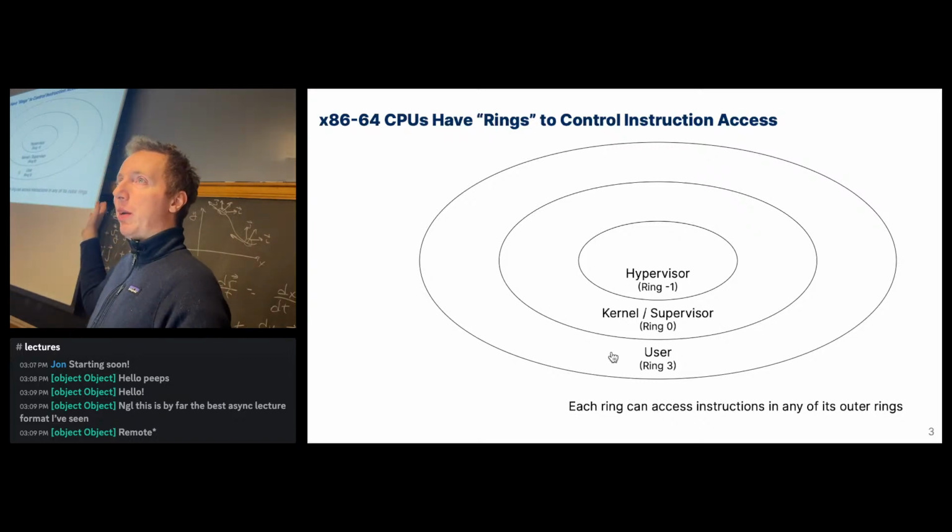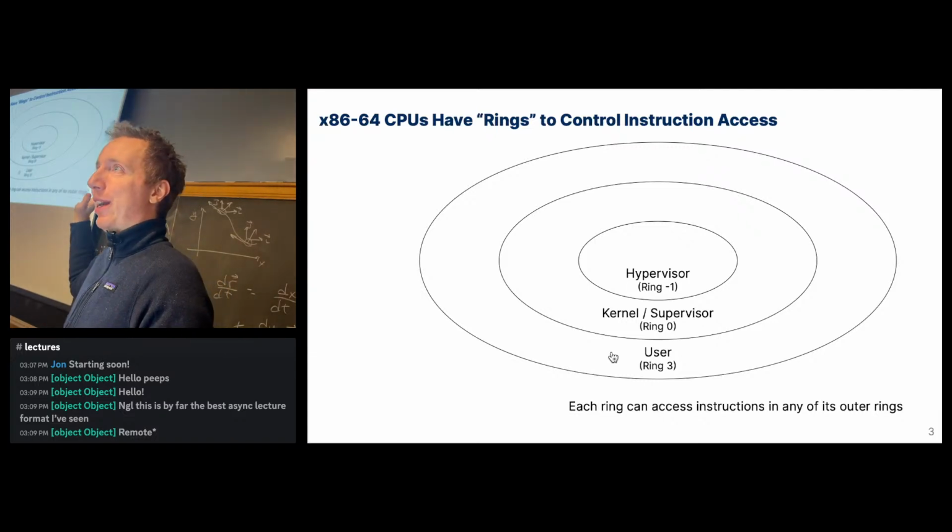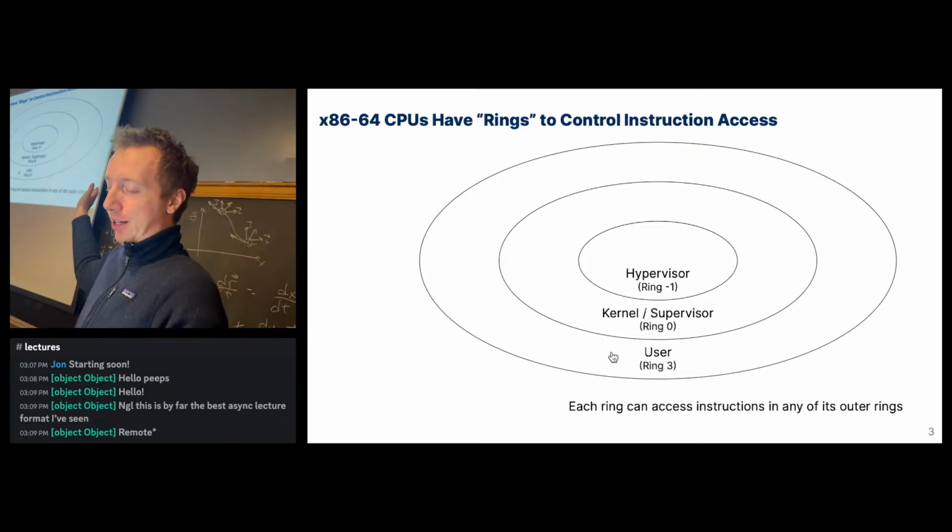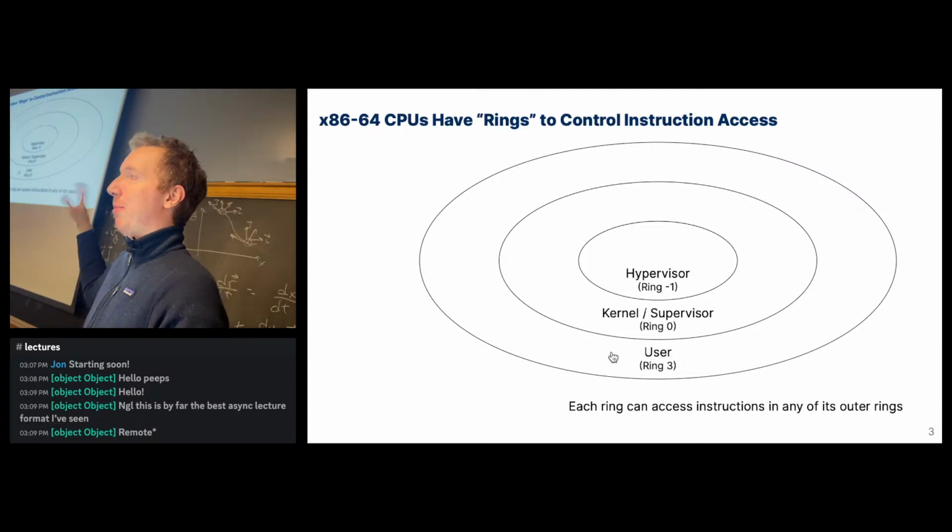So these are the three modes. There's generally a hypervisor mode. On x86, it's called ring -1, which is one of the reasons why x86 is pretty awful. And we won't touch hypervisor mode till the end of the course, so don't worry about it.